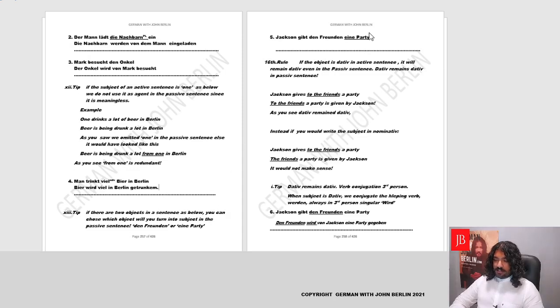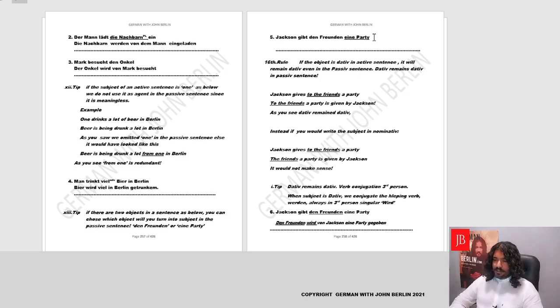If there are more than two objects in a sentence, like Jackson gibt den Freunden eine Party, we could choose which object we pick up to make a passive sentence. So basically, Jackson gives to the friends a party. We have two objects. Who gives to whom what? So either you could pick up to whom, that's the indirect object, or you could pick up what, eine Party, that's a direct object. Yes.